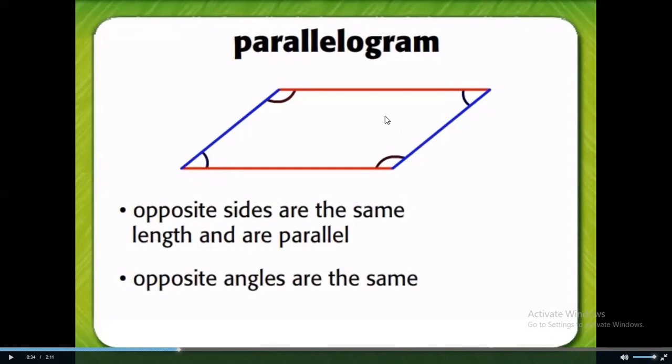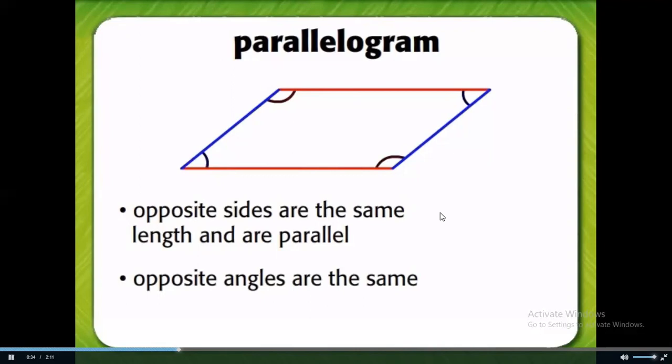Also, the opposite angles are the same. I have an acute angle with the same measure here, this angle opposite to this angle. A wide angle, meaning an obtuse angle, also with the same measure. It's called what? Parallelogram. Each of the opposite sides are parallel and congruent, meaning the same length, and each opposite angles are the same, as you see.